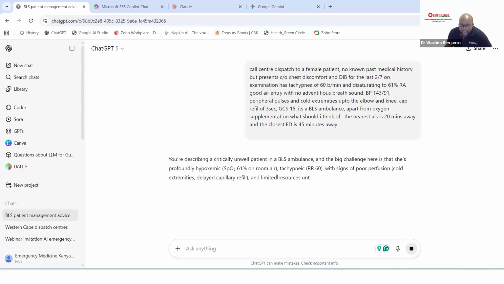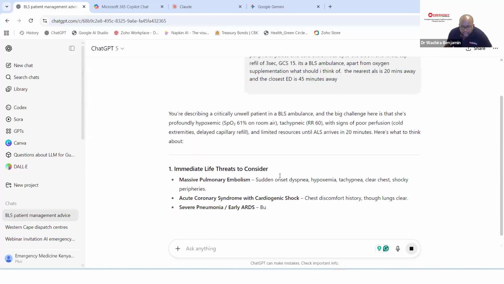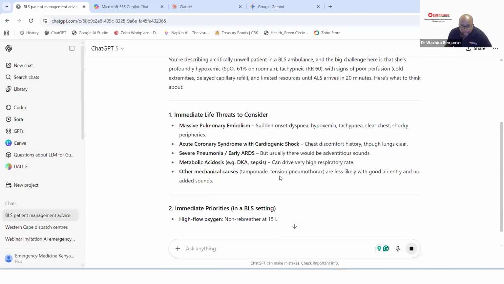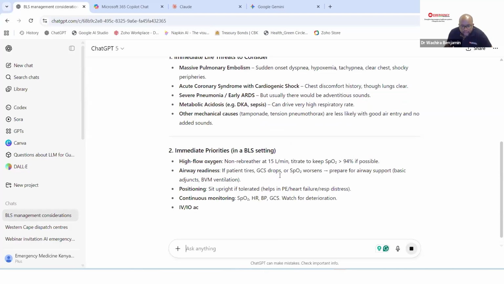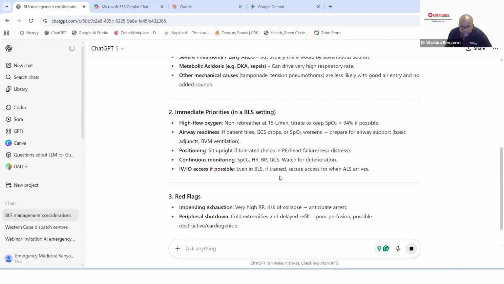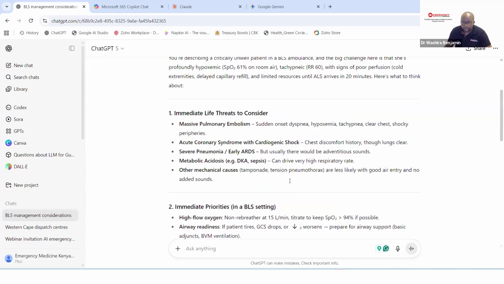All right, so we say the ALS is 20 minutes away. So these are the directions. I still think coming up with the differentials. They said we think your patient has a PE: start oxygen, airway readiness, continuous monitoring, IV access. ED is 45 minutes away, so ALS rendezvous is vital. Because your ED is 45 minutes away, arrange to meet up with your ALS crew.